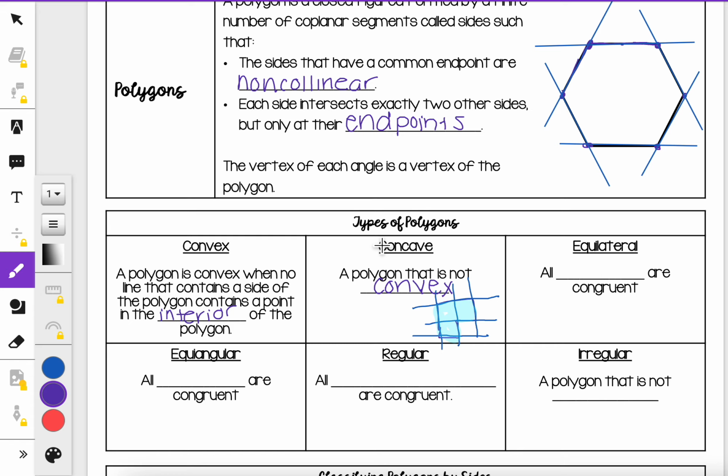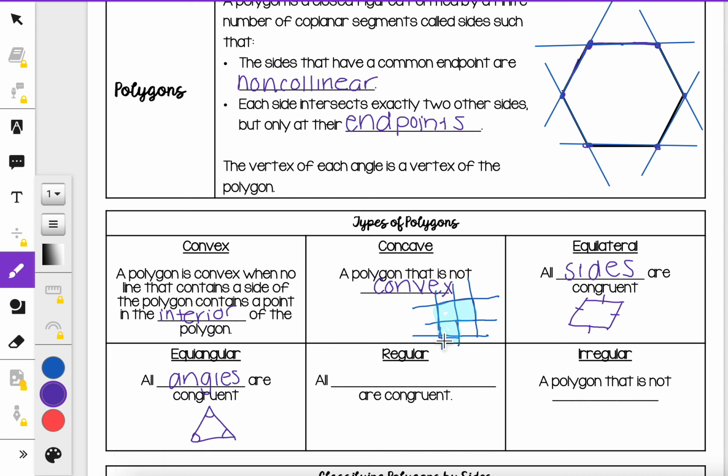Now some special types of polygons. An equilateral polygon is where all sides are congruent. So if I think of something like a rhombus, a rhombus has sides that are all congruent, so that would be an equilateral polygon. A polygon is going to be equiangular if all of the angles are congruent. So if I think of an equiangular triangle, each of those angles is going to be congruent.